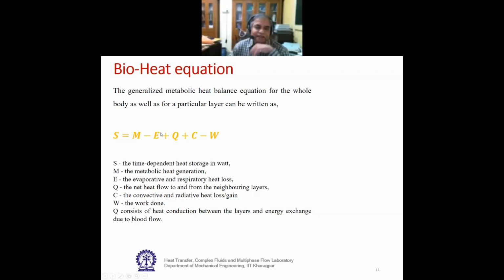When we exhale, some amount of water vapor also goes out of our nose. Q is the net heat flow to and from the neighboring part of the body or from the environment. C is the convective and radiative heat loss and gain. And W is the work done. Q and C could be positive or negative depending on the situation, so I have shown the general case, that is positive.